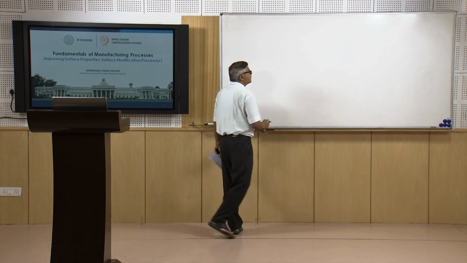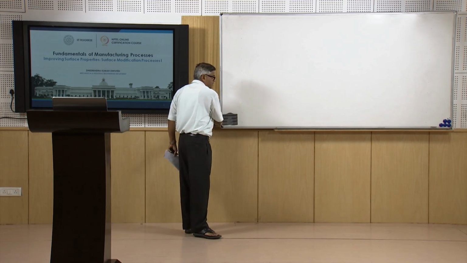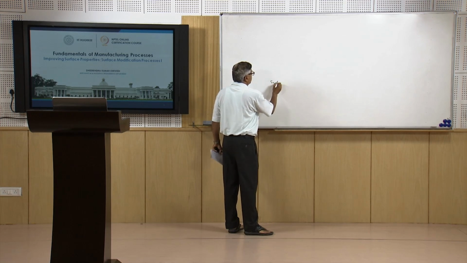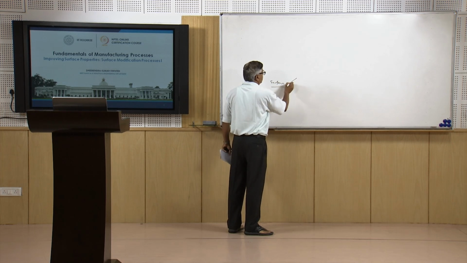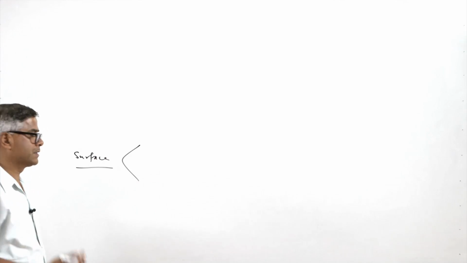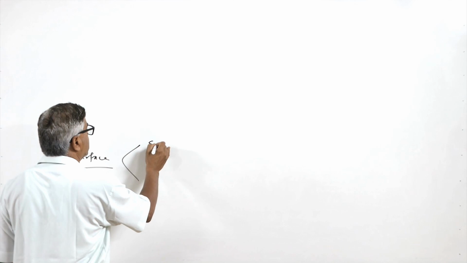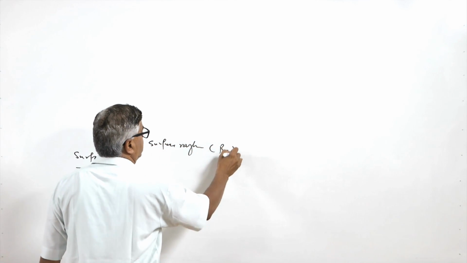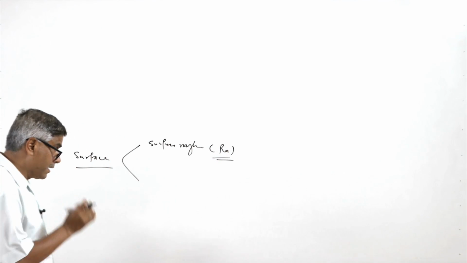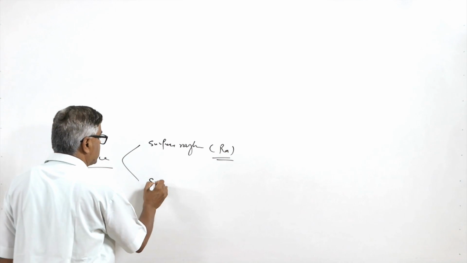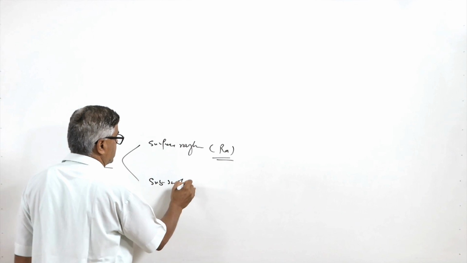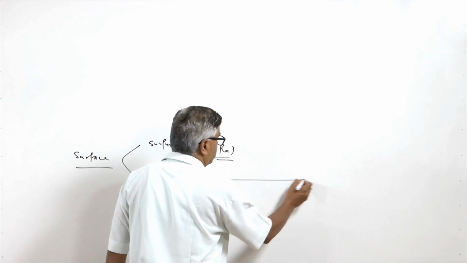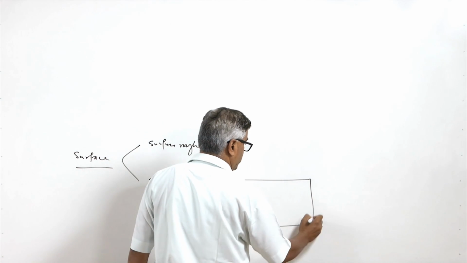Since surface modification or surface engineering primarily involves modifying the surface characteristics, we need to see which surface characteristics are important. There are two aspects related to surface features and properties. One is the surface roughness, which is primarily seen in terms of Ra, the central line average value, and another is the subsurface characteristics, the subsurface features, which include a variety of zones.